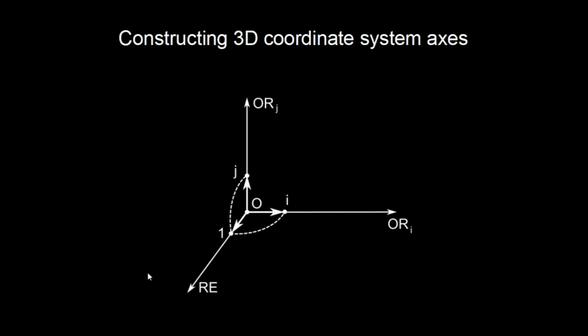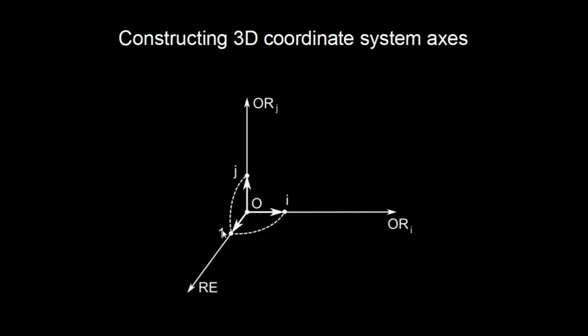Constructing three-dimensional coordinate system axes. RE is a real number axis. O is the origin. ORI is an axis that's orthogonal to the RE axis. ORJ is an axis that's perpendicular to the plane formed by the RE axis and the ORI axis.